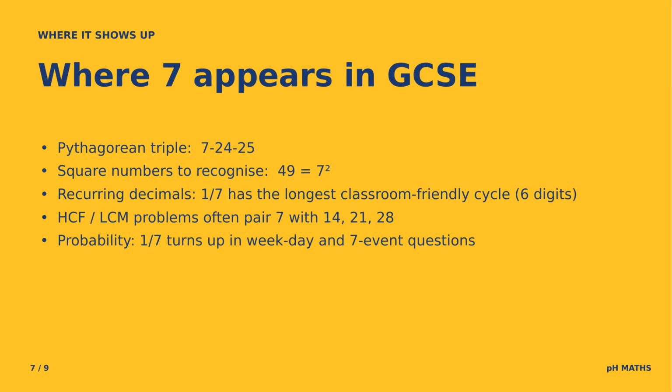Where 7 actually appears in your GCSE Higher exam: Pythagorean triple, 7, 24, 25; square number to recognize on sight, 49; recurring decimals, 1/7 has the longest cycle they'll throw at you; highest common factor and lowest common multiple problems often pair 7 with 14, 21, 28; and probability questions love days of the week, anything 1 in 7. Spot any of these and you've half solved the question already.